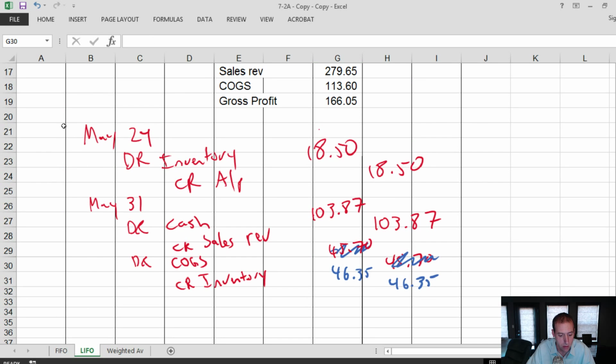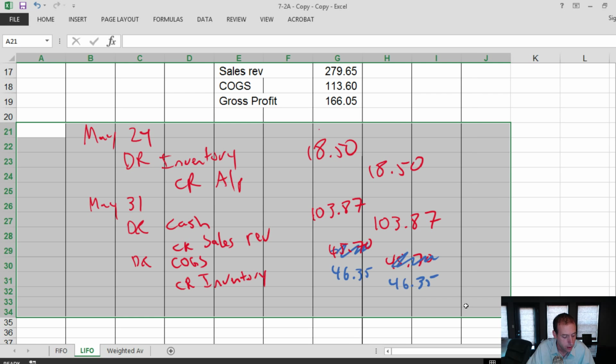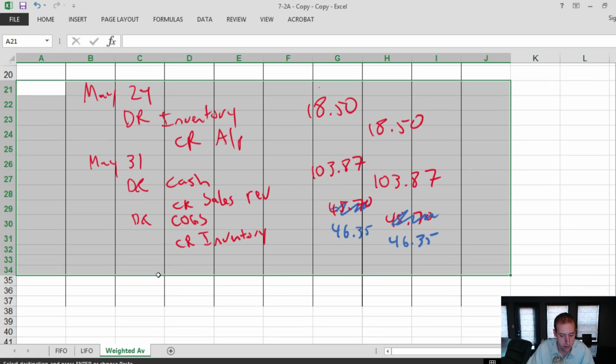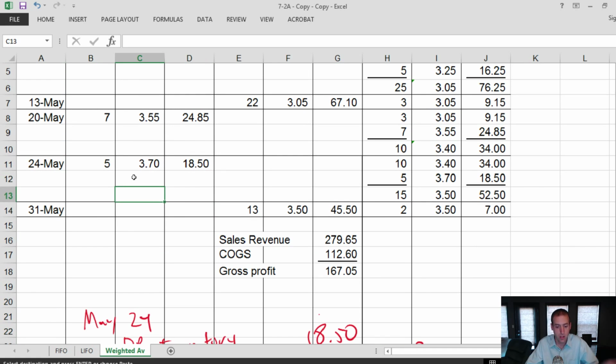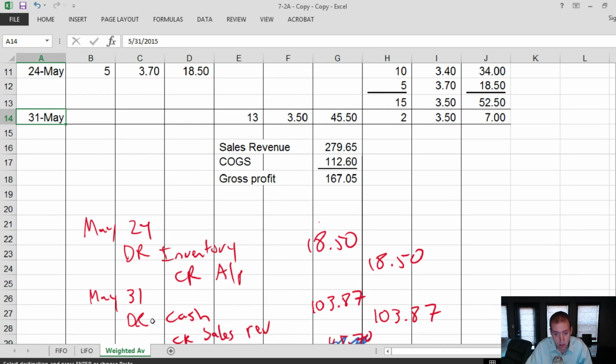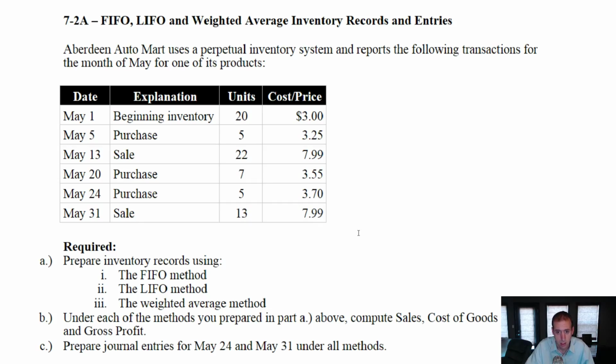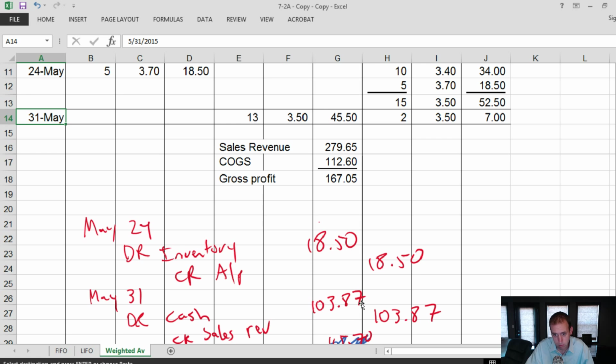The journal entries are really similar to the ones we've already done. So let me just copy paste this one over and we'll show you a change. We've got to do the journal entries for May 24th. Well, that didn't change. Any purchase of inventory doesn't affect our FIFO, LIFO, weighted average. There won't be any difference between them. So debit inventory, credit AP for $18.50 for our May 24th purchase. Our May 31st sale, the sales revenue is still the same. Doesn't matter what method we use. We sold 13 units for $7.99 each, and 13 times $7.99 is $103.87.